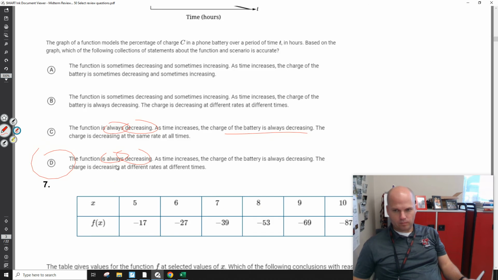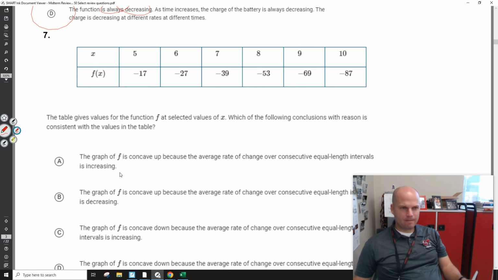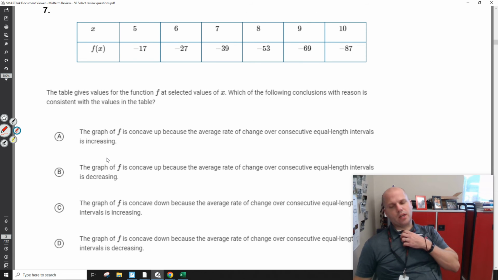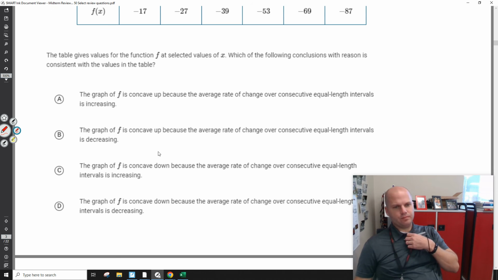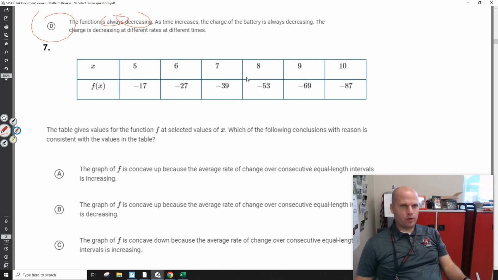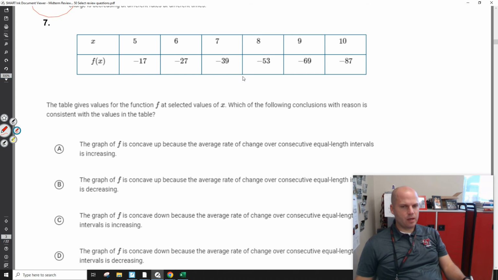Okay, boom. One question, 1 minute. I'm going to go ahead and say this. I don't like this question because we don't know what's happening in between the points. We're just going to assume this is a polynomial. So let's look at some rates of change.